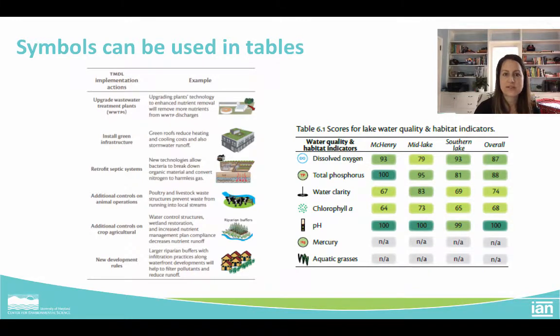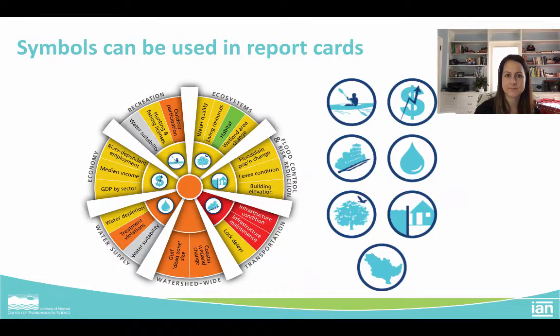Symbols can be used in many ways. They can be used in tables. This table on the right is just showing a symbol for each indicator in a report card. The table on the left has a little vignette of a best management practice, which is kind of a mini conceptual diagram for each example.